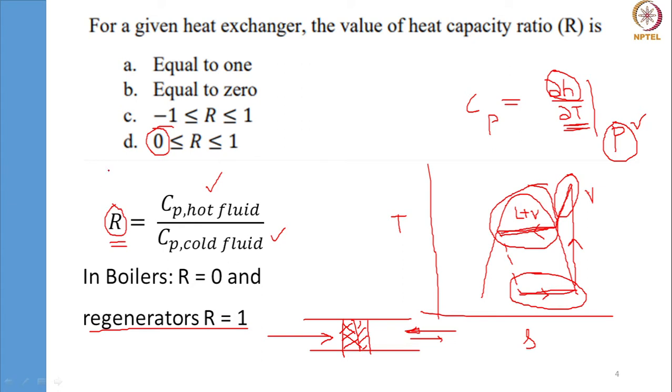So the correct option is D, where the heat capacity ratio ranges from 0 to 1. It is not equal to 0, it's not equal to 1. And obviously it can't go to minus. R cannot be less than 0, because it's the ratio of two positive quantities, Cp can never be negative. So the option C can straight away be ruled out. So the remaining option is D, 0 to 1.